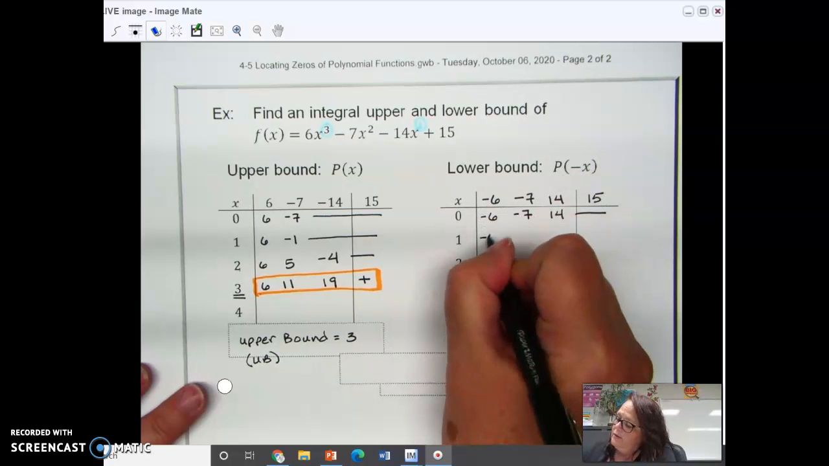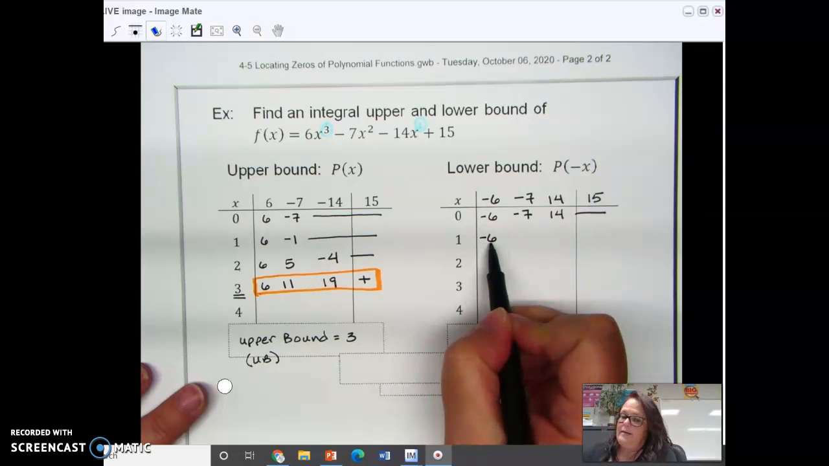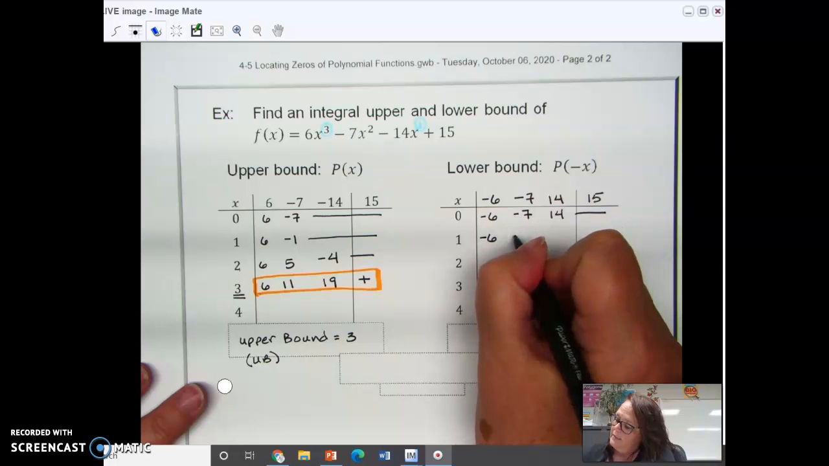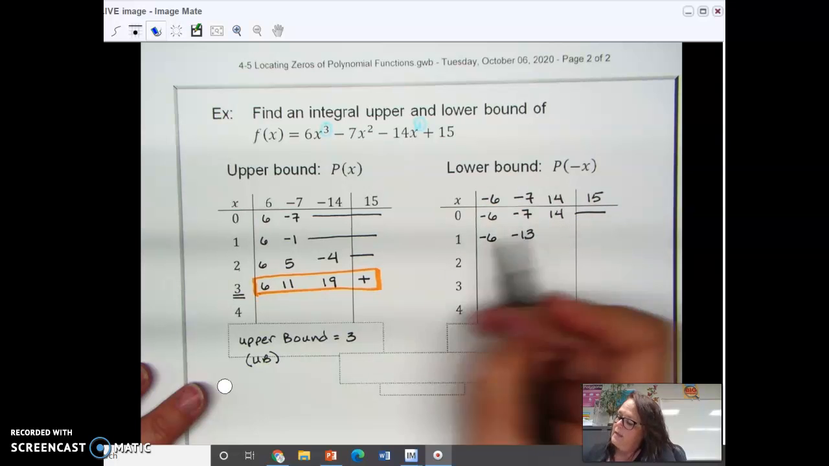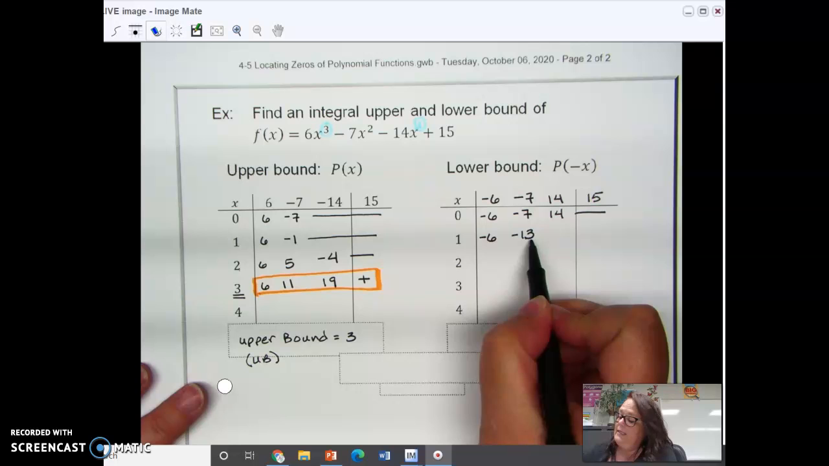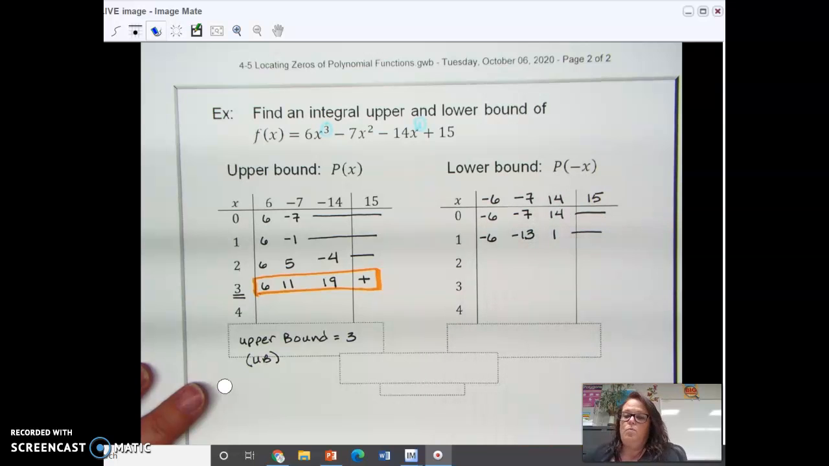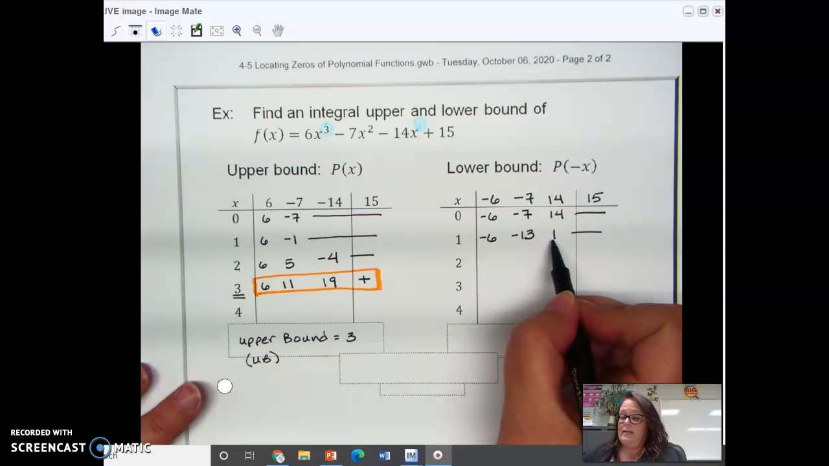So then coming down here, we've got negative 6. So 1 times negative 6 is negative 6, plus negative 7 gives me negative 13. 1 times negative 13 is going to give me negative 13, plus 14 gives me positive 1. So I'm a little closer to having a negative, but I'm not there yet.